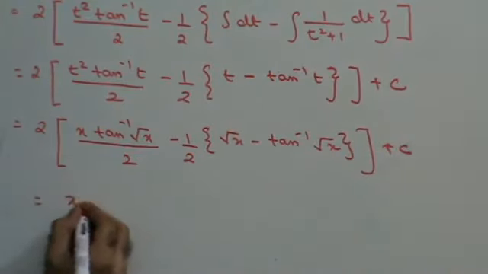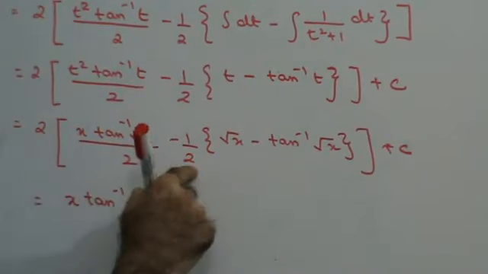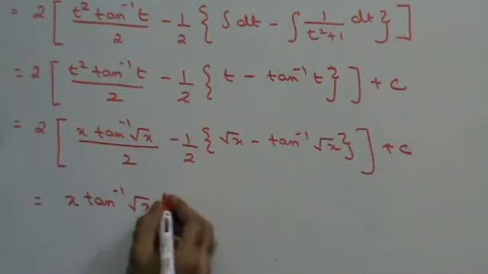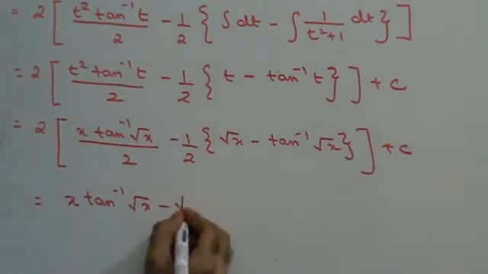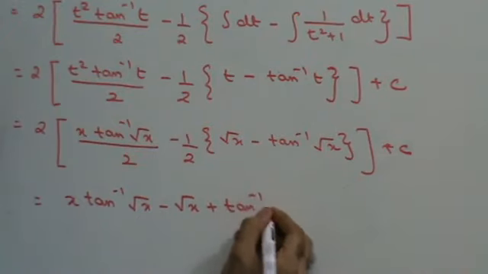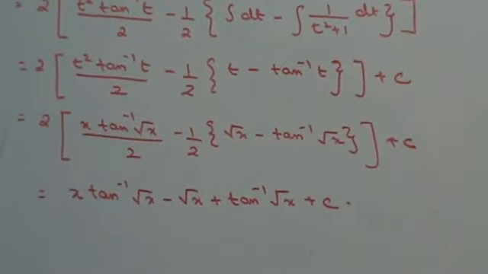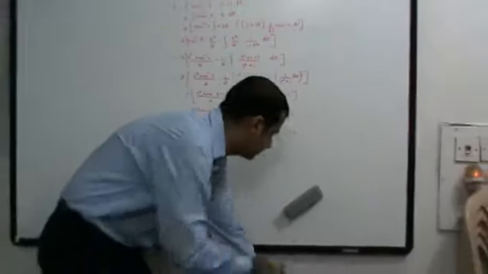So 2 and 2 get cancelled. So this is x tan inverse of root x. This 2 and this 2 also get cancelled. Plus into minus, minus root x. Minus into minus, plus tan inverse of root x plus c. That will be your answer. Let's move on ahead, guys.